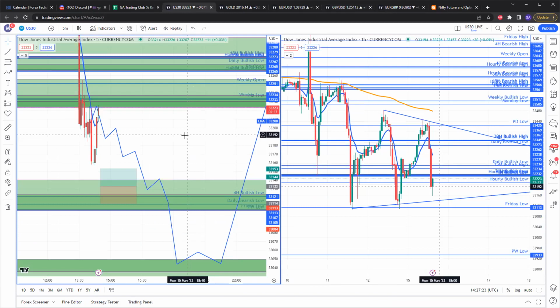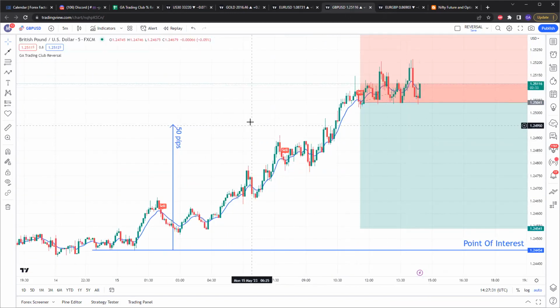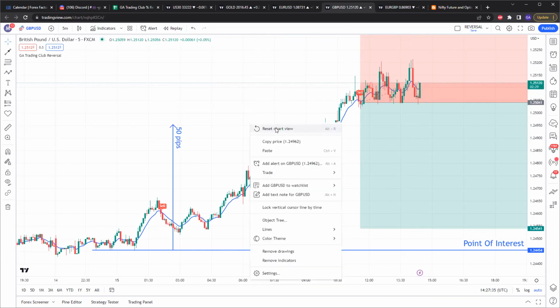Sorry, Michael, just to confirm. So you're saying that it's not the cleanest setup because price didn't remain consistently above the 9 EMA? Yeah. Yes.